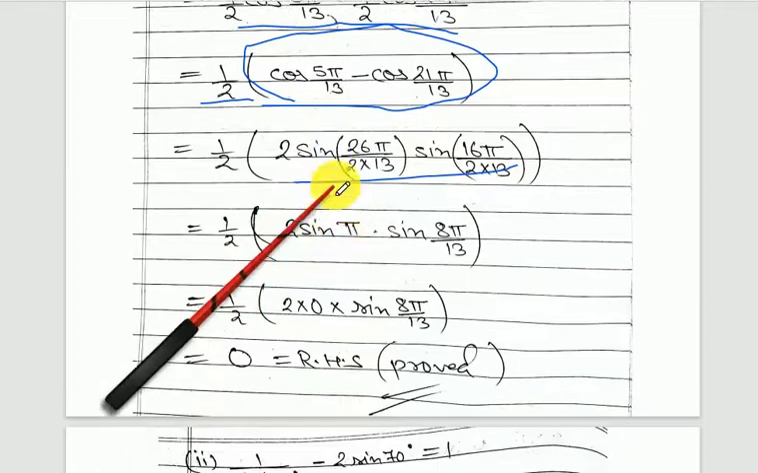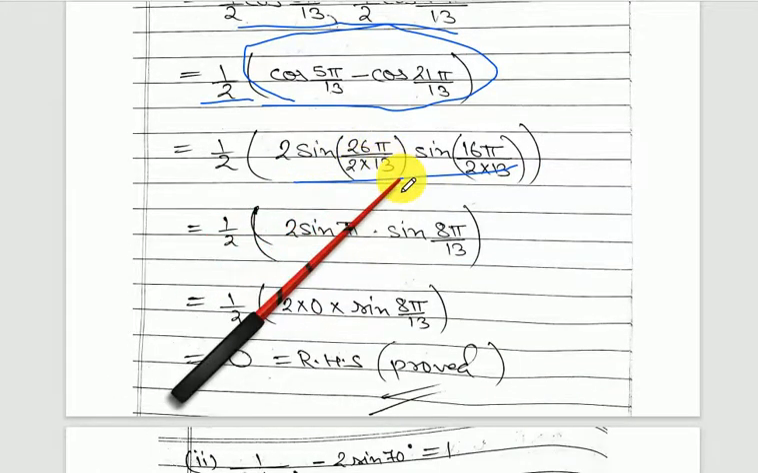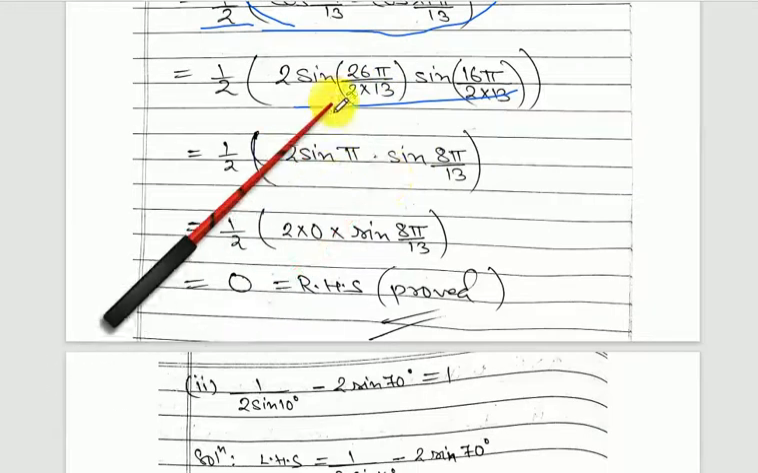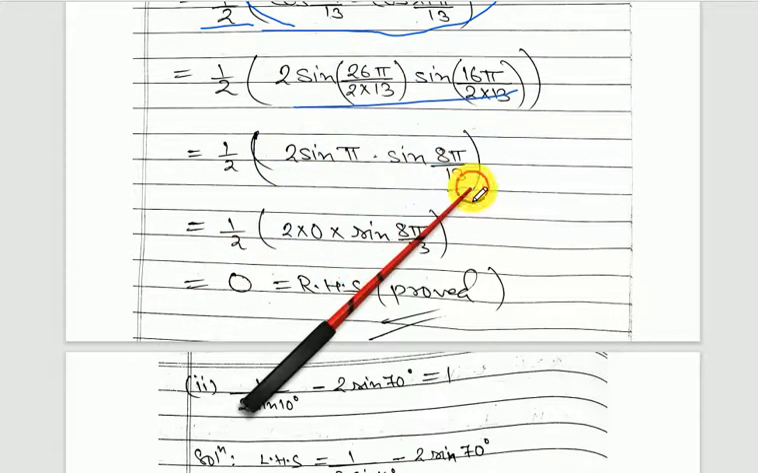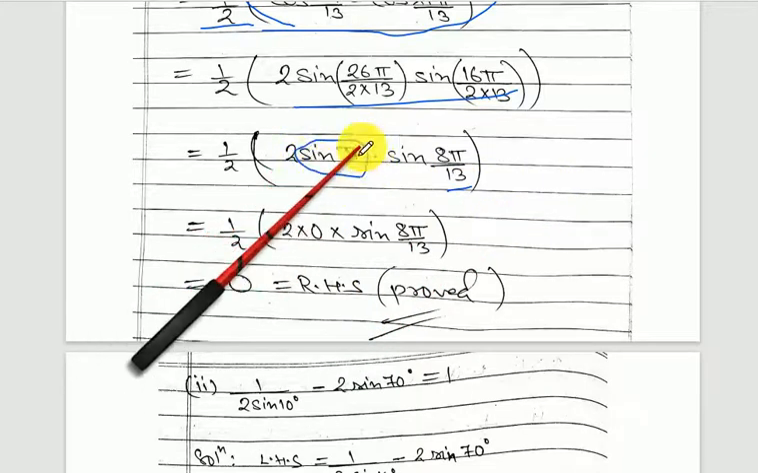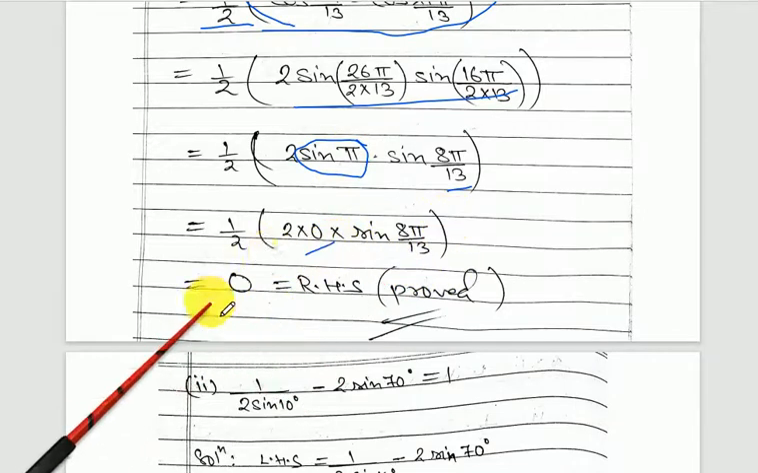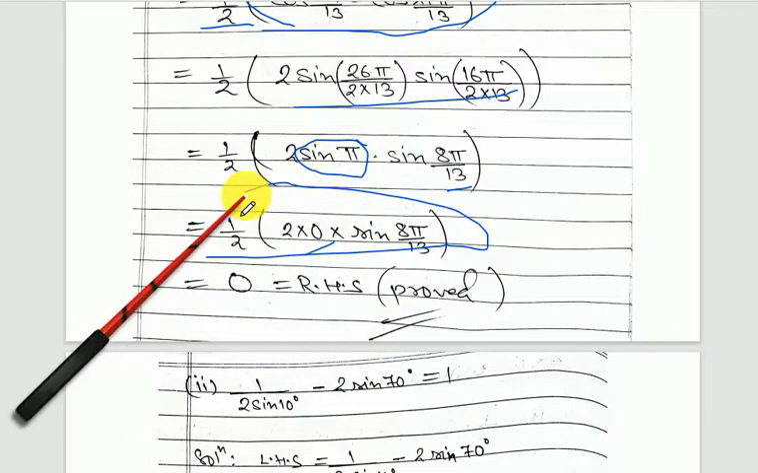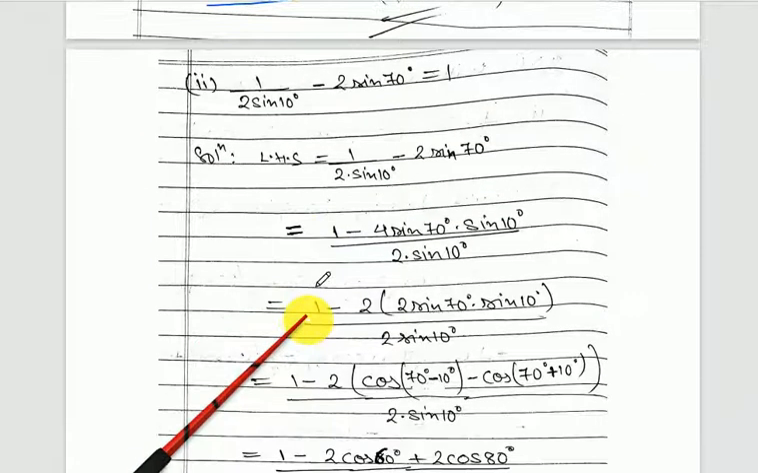And you can see over here you get 2 times sin π into sin 8π upon 13, and sin π, that means sin 180, is 0. So in that way this whole thing becomes 0. So that is your right hand side.